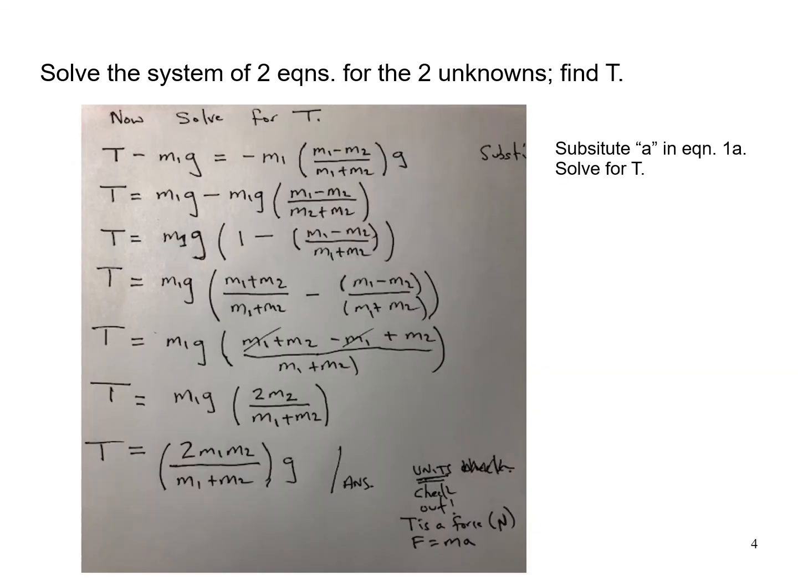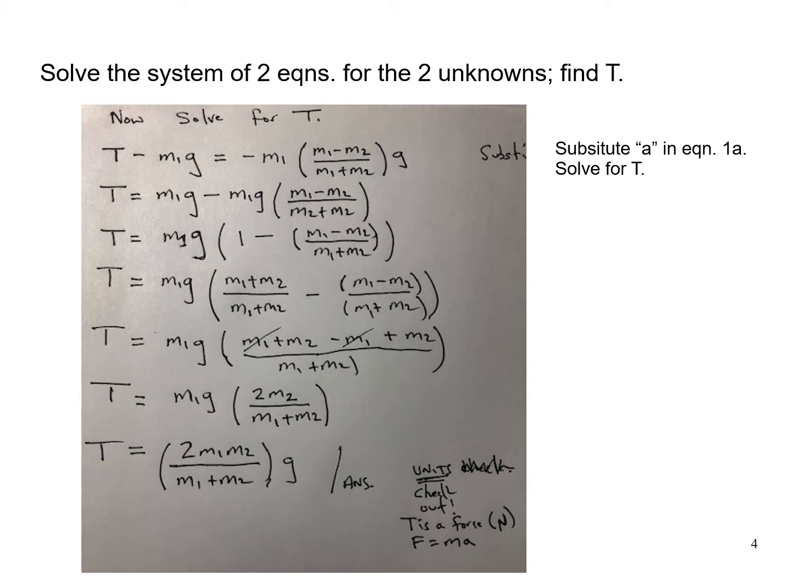Now, let's find a result for the tension. To do this, we'll substitute our answer for the acceleration, a, into our equation 1a. In the second step, we simply add m1 times g to both sides of the equation. In the third step, we factor out a common factor of m1 times g.